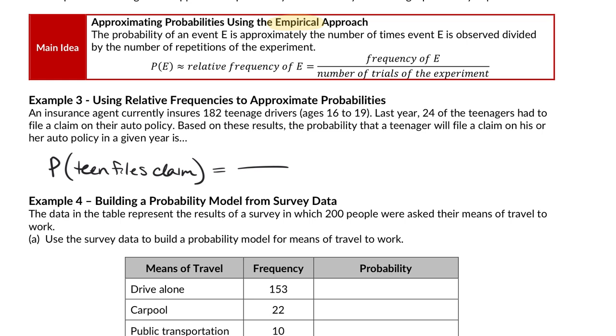How many times did we see this last year? 24. Out of how many drivers? 182. So 24 out of 182, go ahead and throw that into a calculator. You're going to give this to me as a decimal. 24 out of 182 is 0.131. So 0.13, we'll write that to 2 places. That tells me that about 13 out of every 100 teenagers will file a claim, or about 13% will file a claim. So it's the number of times it happened out of the total number of trials.